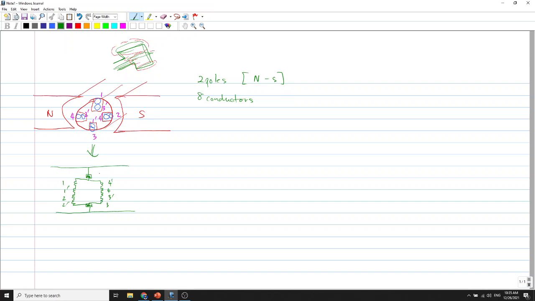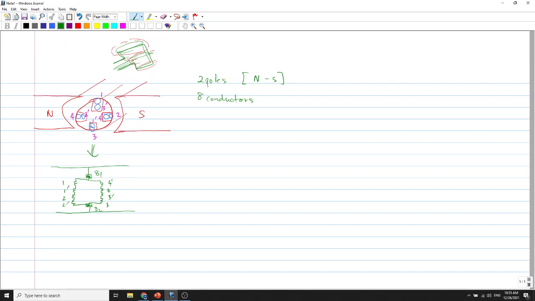From this drawing we can see that this is brush 1 and this is brush 2. So 1 and 1 prime are not parallel, and then 2 prime, and then 1 will connect to the 4, then 4 prime, 4, then 3 prime. So we have 2 parallel paths.